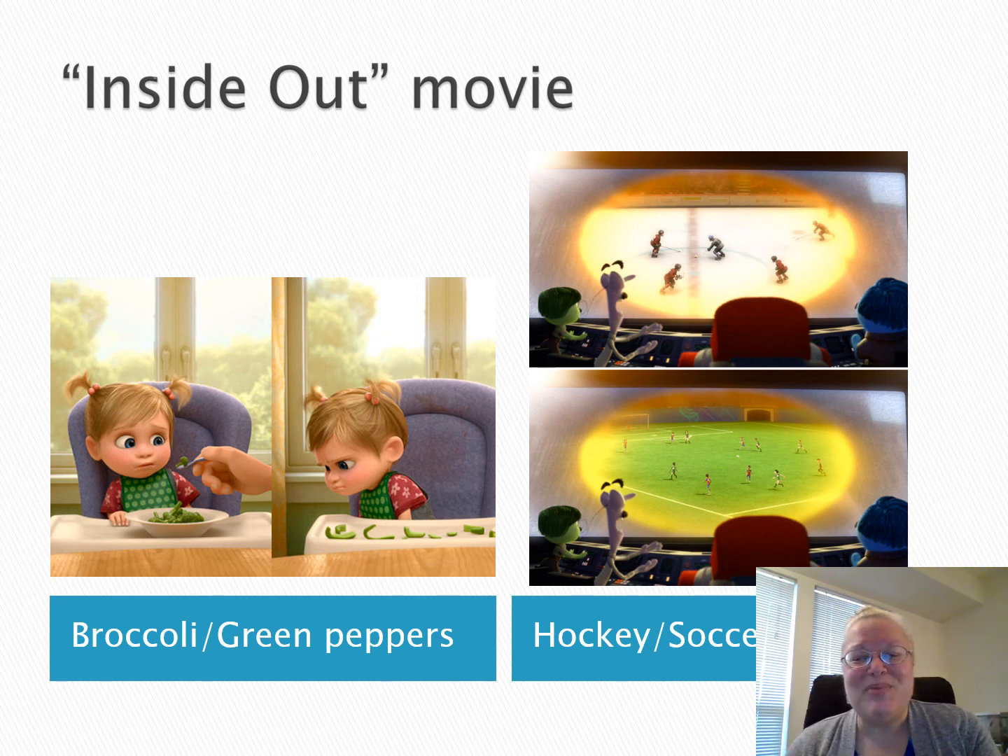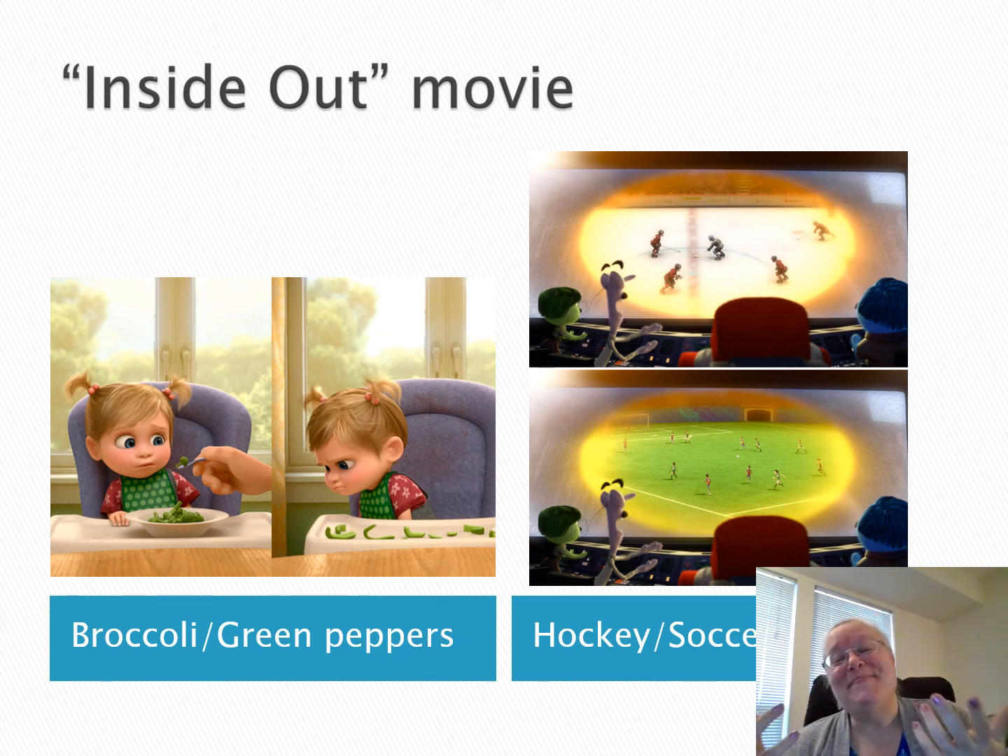By changing it to green peppers, it's more of an interpretation. It has to be something that kids don't like. That's the point of it. So they changed it. And then the pictures on the right, you might remember if you saw the movie again that Riley played ice hockey, and you can see at the top there a hockey game going on. Well, in some parts of the world, they changed it to soccer. For a lot of the European releases, it was soccer that Riley played and was obsessed with.